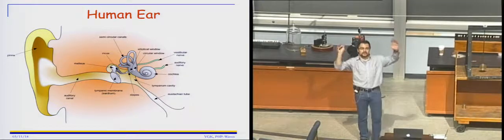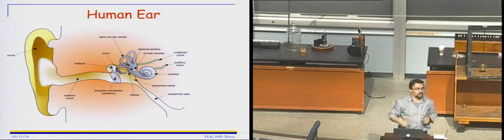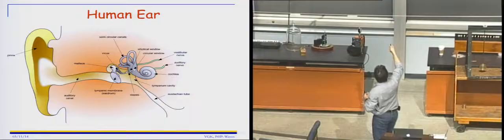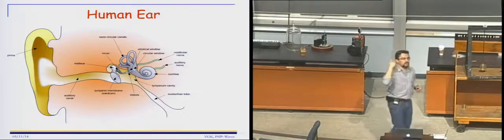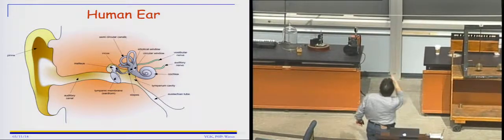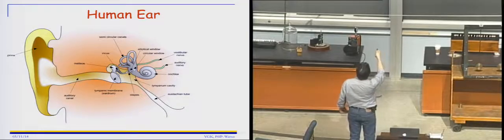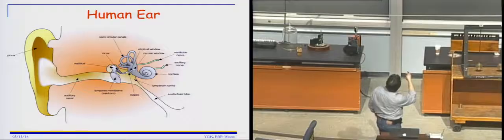The human ear collects the pressure waves from the sound, directs them to your eardrum, and then the eardrum vibrates, this little membrane that separates your ear from the rest of the world, and sends the vibrations along the liquid in your inner ear to various tubes, in particular to the cochlea.